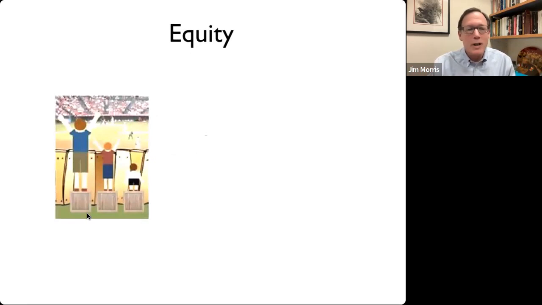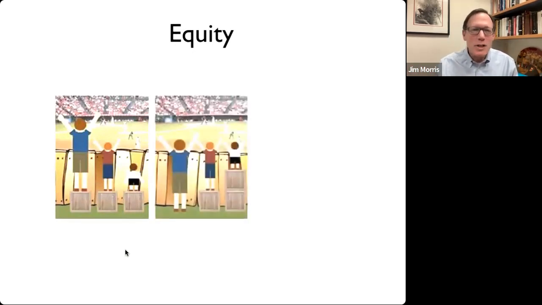It's a picture of three people watching a baseball game. And this is the notion of treating everybody equally. If you treat everybody equally, not everybody can see the game. But if you treat everybody equitably, give them what they need to succeed, then that allows them to all see the game. There are some issues with this illustration, which I'll get to in a moment, but let's just stop at this point and consider this.